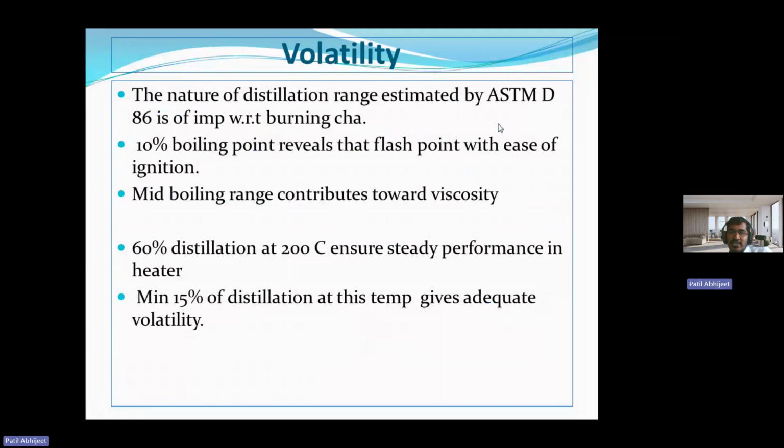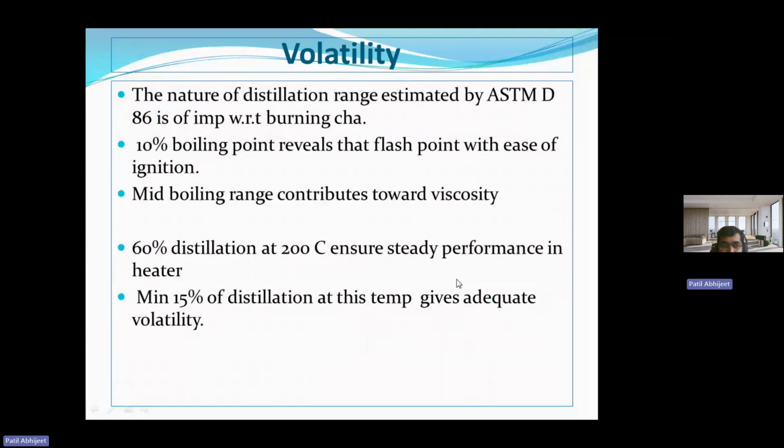Now, the mid-boiling range contributes toward the viscosity, right? The mid-boiling range is assigned to naphthenic based fluids. Especially the naphthenic based fluids contribute to the mid-boiling range, and that contributes toward the viscosity of that particular fluid. Generally, to measure the volatility, 60% of distillation occurs at 200 degrees Celsius, giving steady performance in any heater, and a minimum of 15% of distillation at this temperature gives adequate volatility.